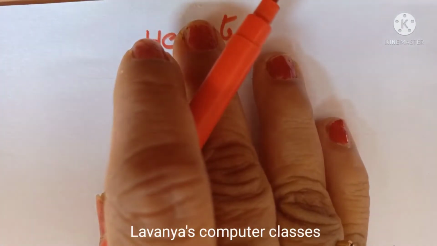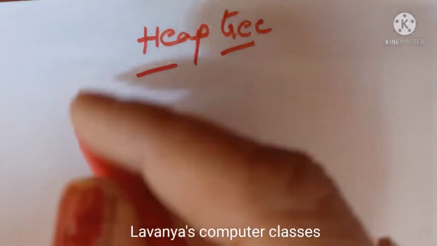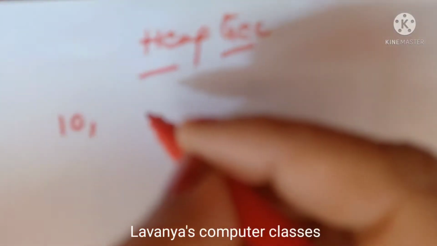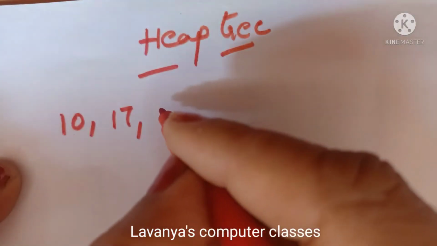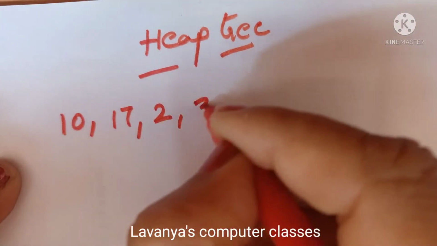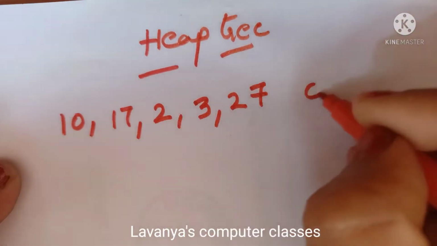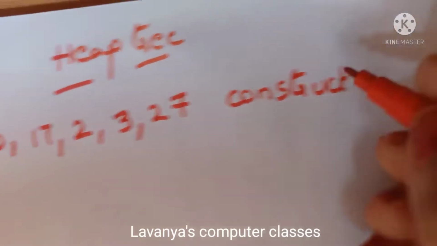I will take some elements, and through those elements, I will show how to construct a heap tree. For example, consider these elements: 10, 17, 2, 3, 27. For these elements, construct a heap tree.